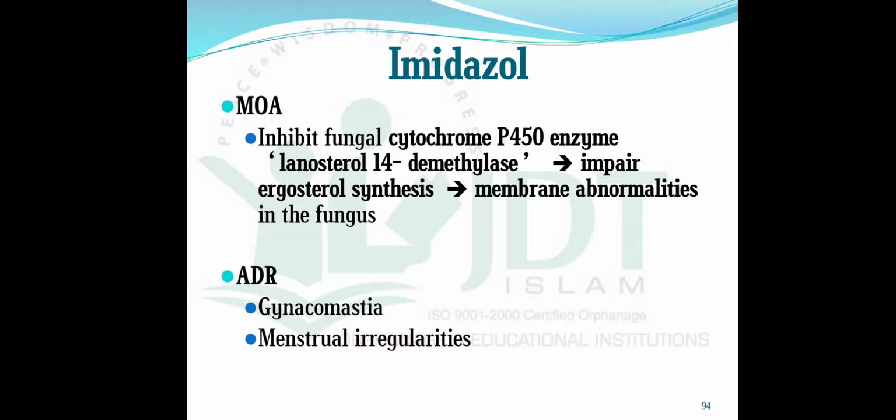All these types of azoles, fluconazole, ketoconazole, voriconazole, etc., act by the same mechanism: they inhibit the enzyme lanosterol 14-demethylase, which is a cytochrome P450 enzyme present in the fungus. This inhibits ergosterol synthesis, which leads to abnormalities of the membrane and the death of the fungus.